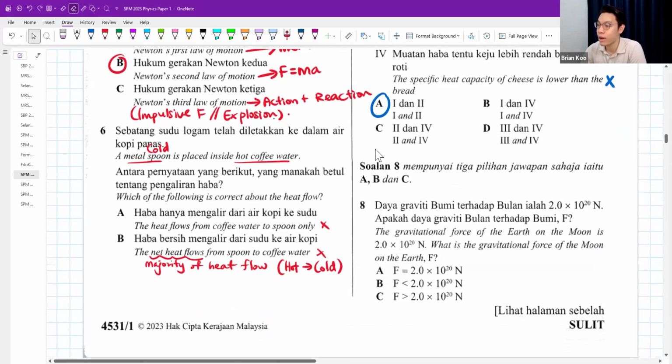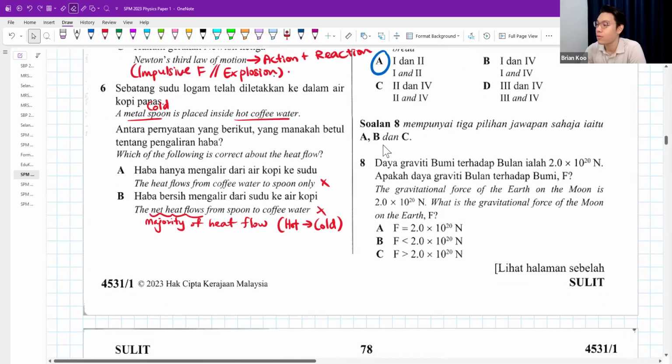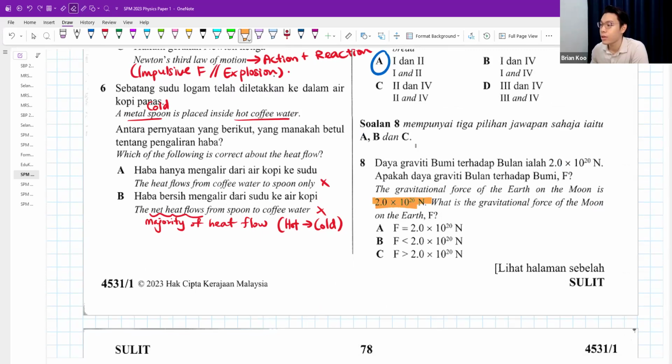Question 8. The gravitational force of the Earth on the moon is this. Earth on the moon. Okay. What is the gravitational force of the moon on Earth? Answer is A. Okay, answer is A. This one, they just want you to know that gravitational force is mutual.